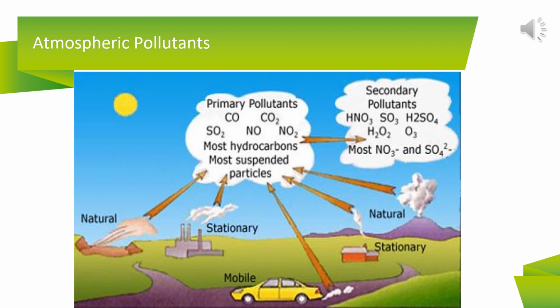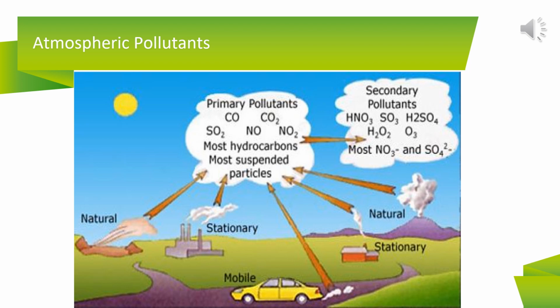In addition to identifying an atmospheric pollutant based on whether it is mobile, stationary area, or natural, we also talk about it in terms of primary and secondary pollutants. Primary pollutants are those ones that come directly from the source. And this diagram here shows you some of the most common primary pollutants. Carbon monoxide, carbon dioxide, sulfur dioxide, nitrogen oxide and nitrogen dioxide, the majority of your hydrocarbons, and particulate matter.